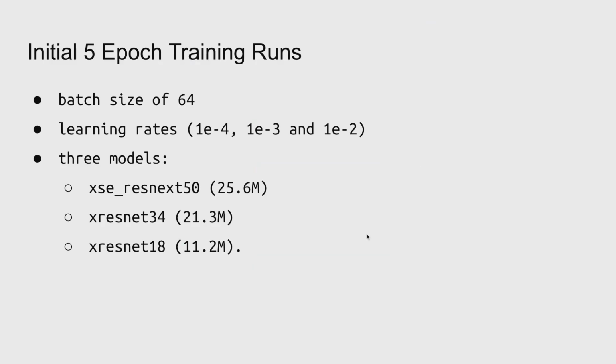Okay, so what did I do for my initial 5 epoch training runs? Well, first of all, I chose 5 epochs because I want to do the quickest runs first. So I'm trying to see if I can get on that 5 epoch leaderboard for ImageNet. I chose a batch size of 64 just because it's the default that you have when you're using the factory data loaders method. And then I chose 3 models. For each of the models, I ran LR find, and I saw approximately which learning rates are reasonable. So I picked 1e-4, 1e-3, and 1e-2.